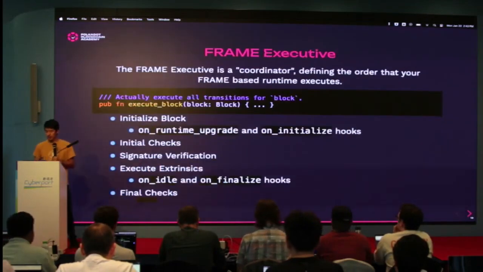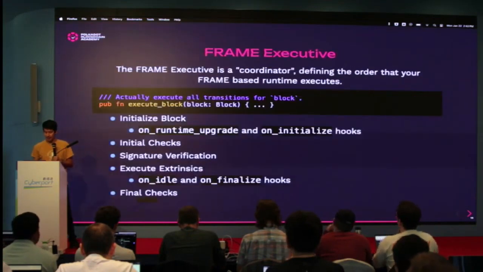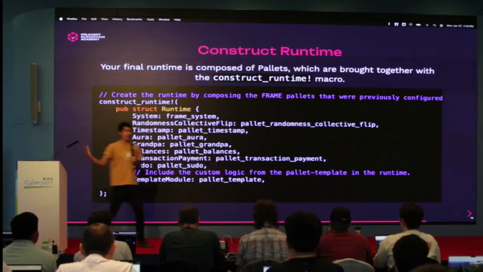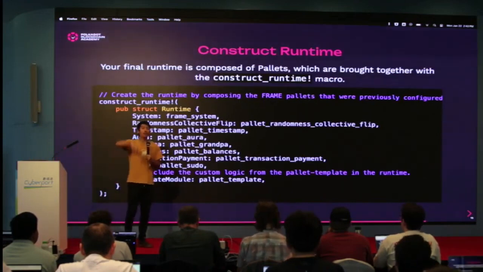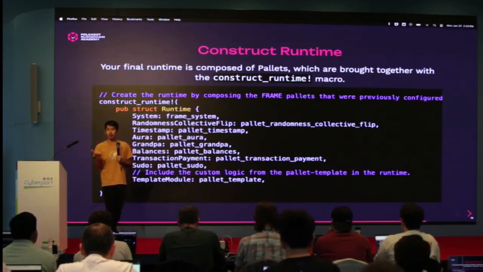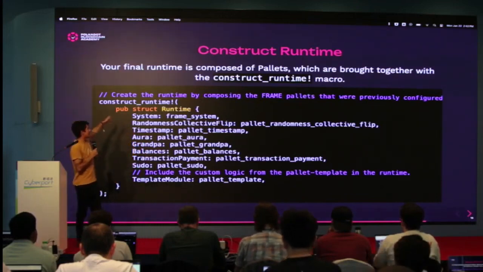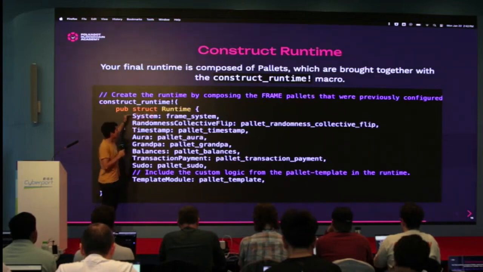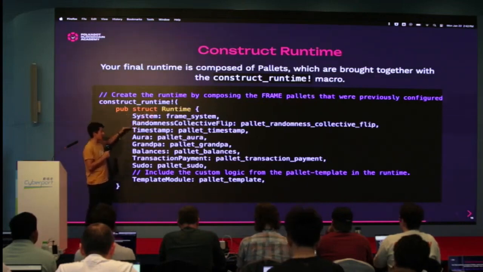Let's keep going. We're almost there. Okay. We did Frame executive, right? Now construct runtime. This is the last piece. So once you've created your palettes, we want to put them together and have them work together inside of a single runtime. The runtime is one kind of object, and so construct runtime does this. This is a macro, which you can see here, there's a struct runtime, and we basically stick in it all the different palettes you want to include in your blockchain.